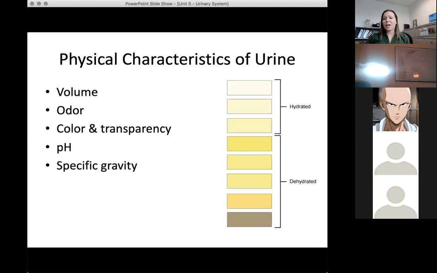We did kind of talk about the color and the transparency. Fresh urine should be clear and yellow, but it's going to vary in the shade of yellow. This shows you the various shades that it could be depending on how hydrated or dehydrated you are. It always is going to be some shade of yellow though, and that is due to urochrome. That's a pigment produced during the breakdown of hemoglobin.